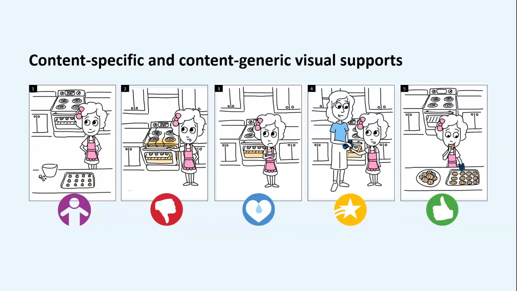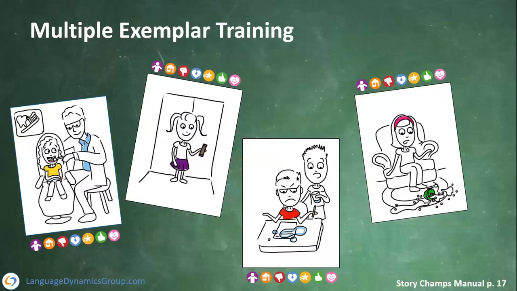So you can see that the girl is angry, but she also might be frustrated, right? So there are ways that we advance the level of the stories, but the pictures stay the same. Based on the level you are, you might have different emotion words. Also extremely important for us to have multiple exemplar training.